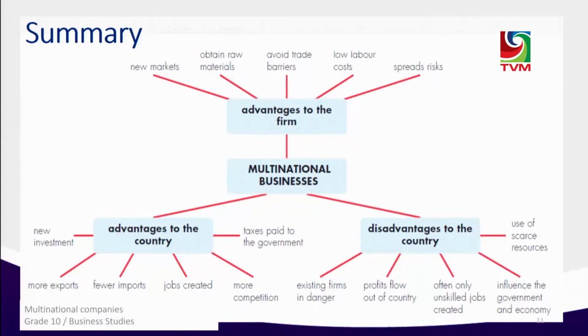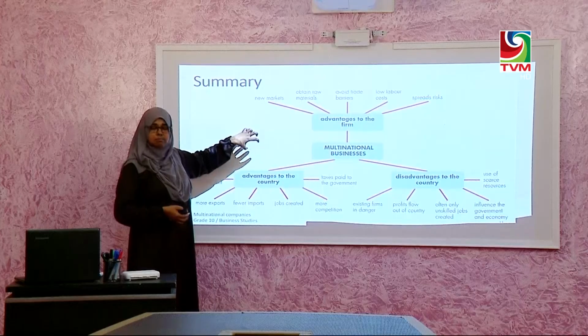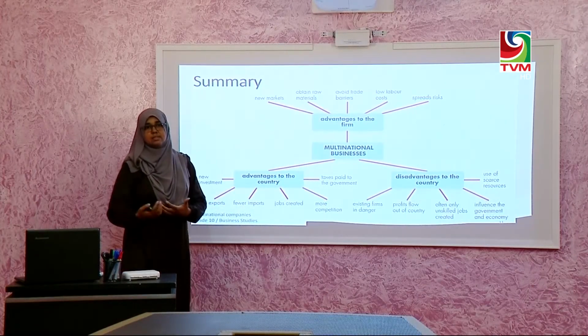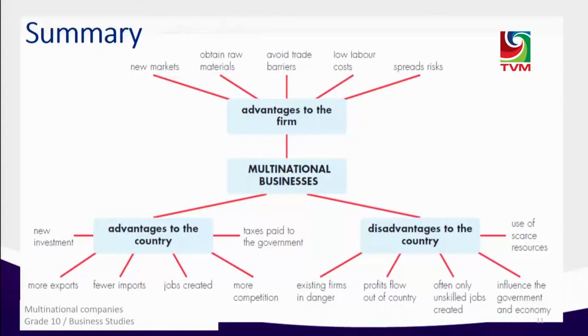So, here is the summary of the whole thing we have studied. We have seen several advantages to the firm. So, some of the advantages are that it is a new market, then we can obtain raw materials, then we will be able to avoid trade barriers because we are establishing a production facility in the country. Then lower labor cost, spread risk. Then we have seen several advantages to the stakeholders. For example, employees, government as well as shareholders might be benefited. Then there are several advantages to the host country and several disadvantages to the host country.